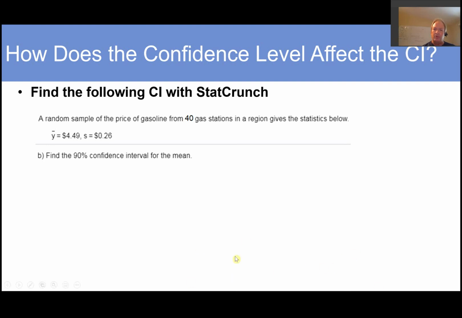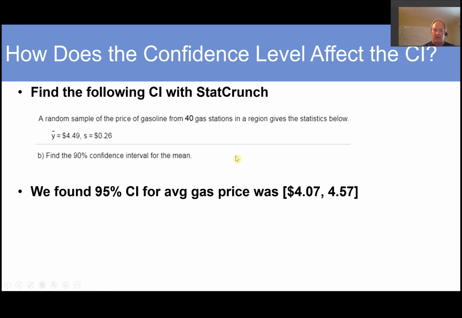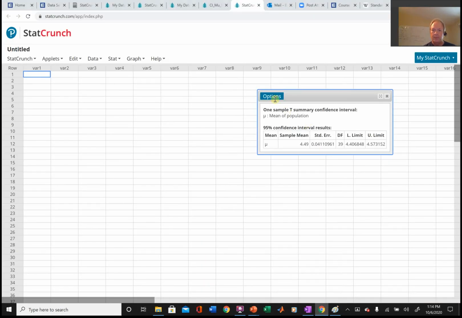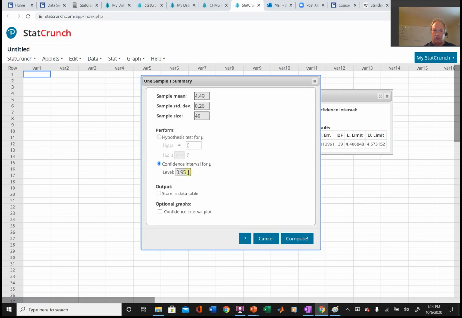And so what I want to do is go back and redo this problem, but change the confidence level from 95% in the previous problem to 90%. So we found out this was the confidence interval when we had a 95% confidence level. And now let's change the confidence level. So I'm going to go to StatCrunch. All you have to do is hit edit. It's really cool. And change this to a 0.